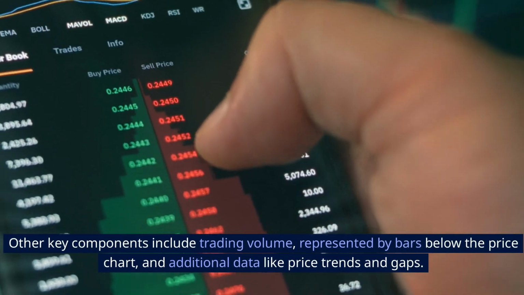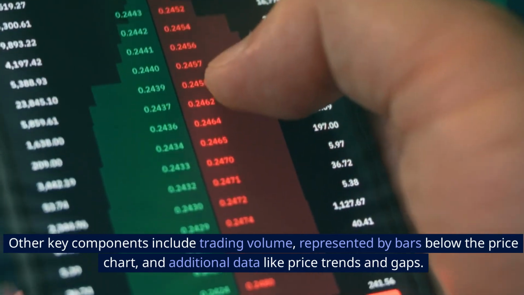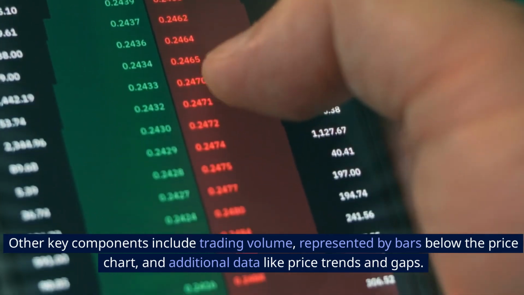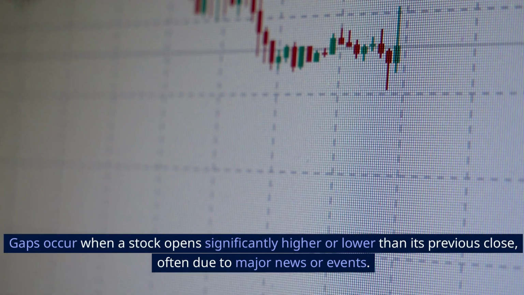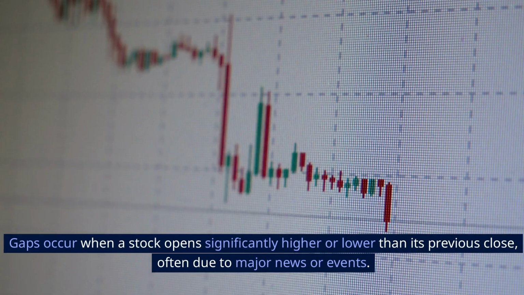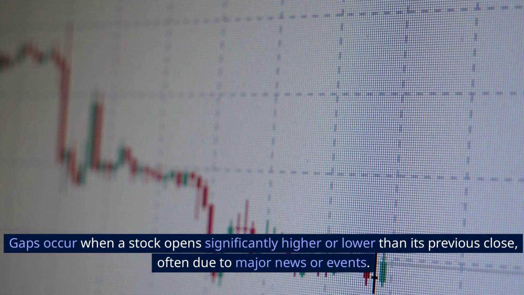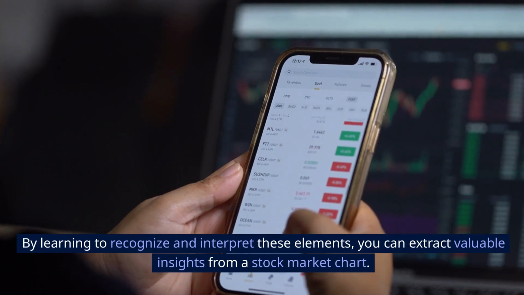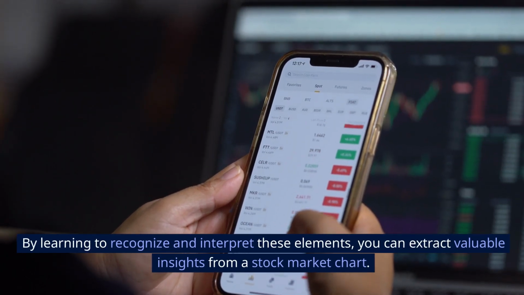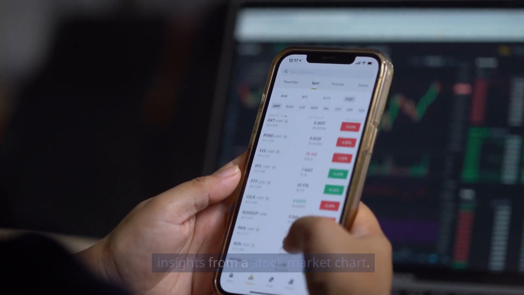Other key components include trading volume, represented by bars below the price chart, and additional data like price trends and gaps. Gaps occur when a stock opens significantly higher or lower than its previous close, often due to major news or events. By learning to recognize and interpret these elements, you can extract valuable insights from a stock market chart.